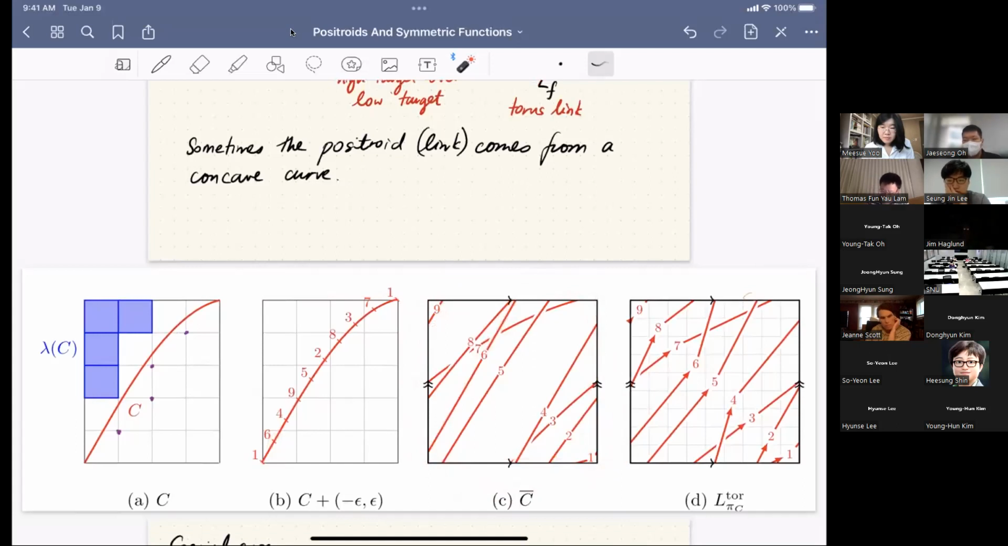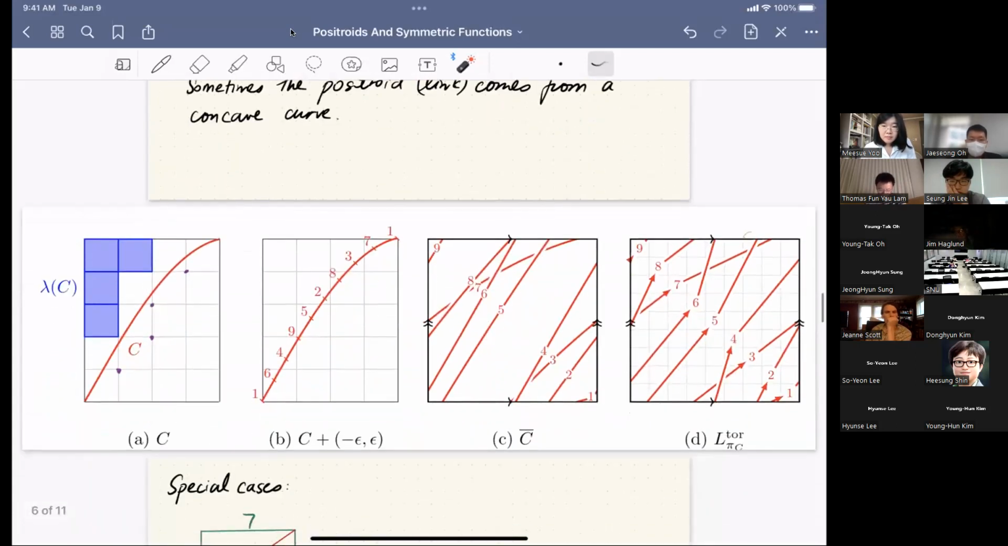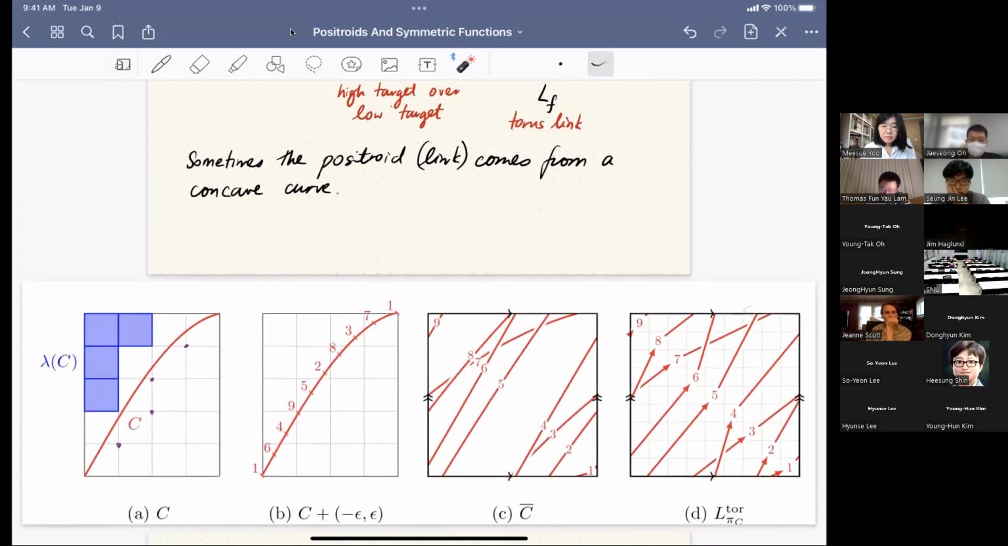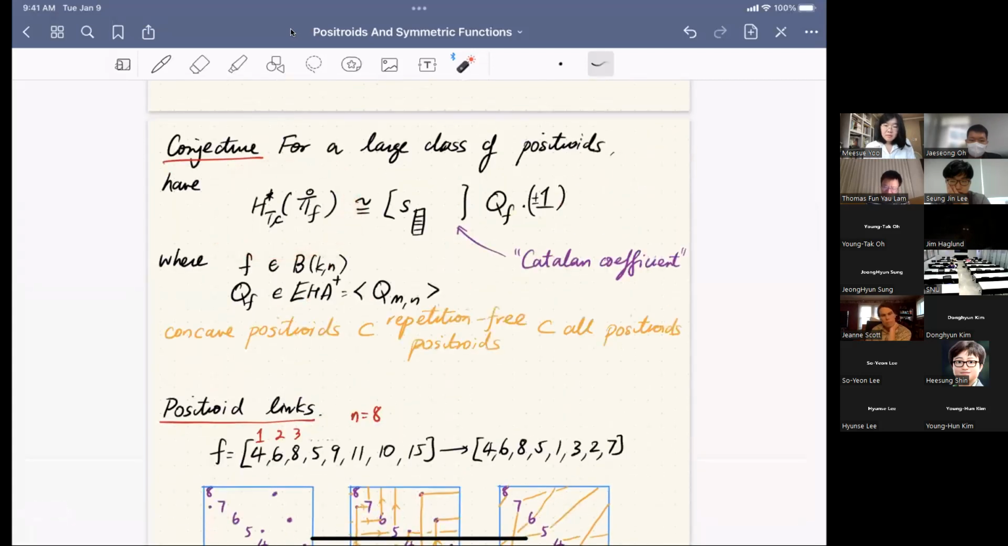It's isotopic to the positroid where 1 goes to 6, 6 goes to 4, 4 goes to 9, and so on. So this positroid, which is specified by the labels here, comes from a concave curve, and so this is one of these concave positroids. And so the conjecture is that for every concave positroid, I can give you an element of the EHA, such that the topological invariant of the positroid is calculated by the symmetric function.